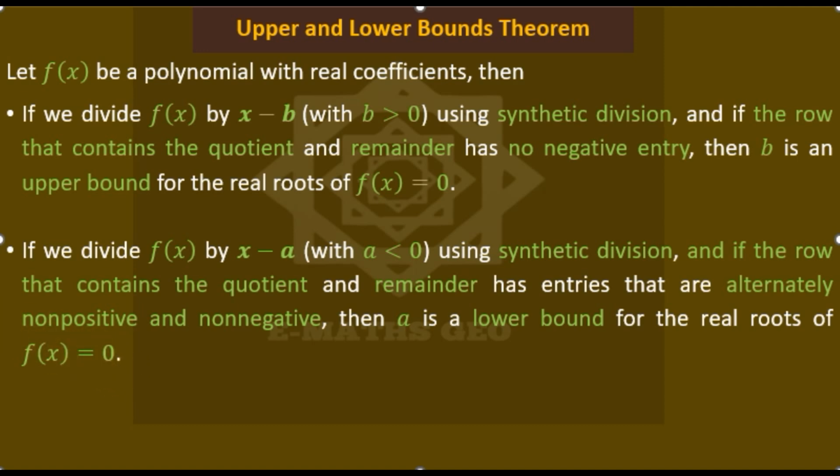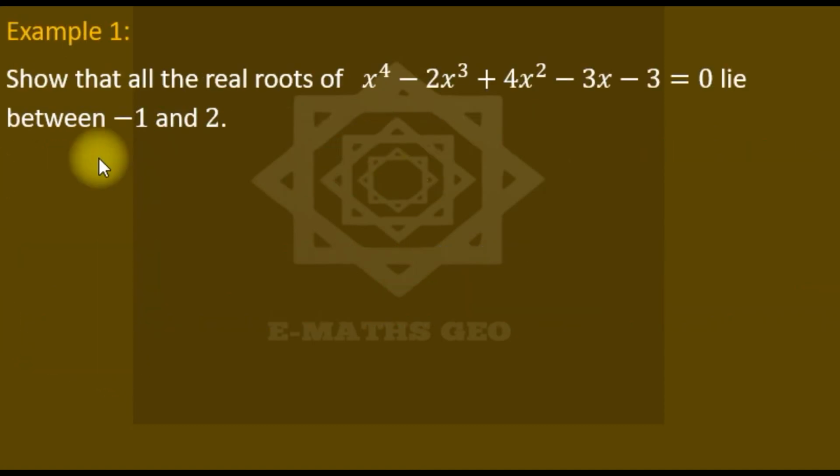So look at this question now. Someone can ask you, show that all the real roots of this polynomial lie between -1 and 2. So we should show that the roots will not be smaller than -1 or larger than 2. So we want to know if -1 is the lower bound and 2 is the upper bound. So let's use our synthetic division.